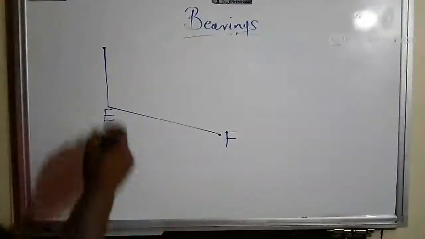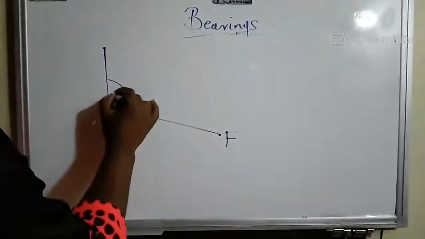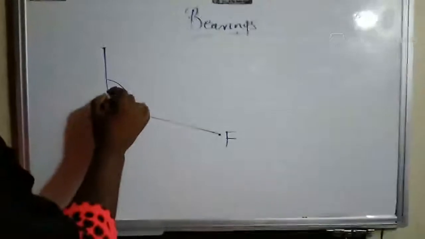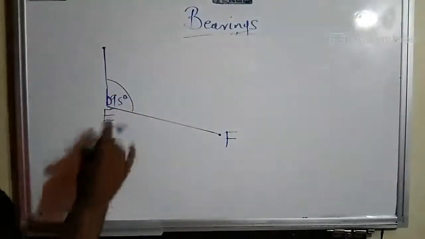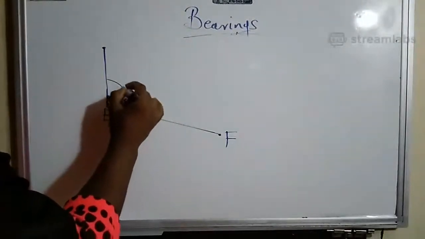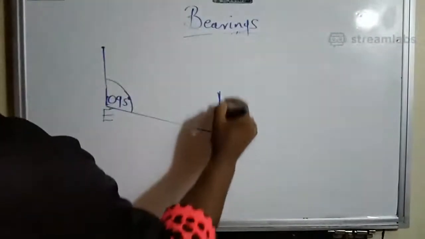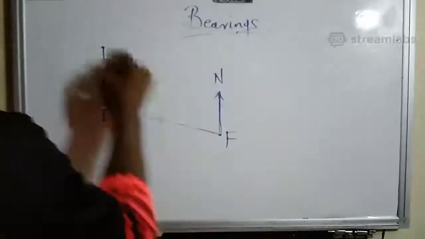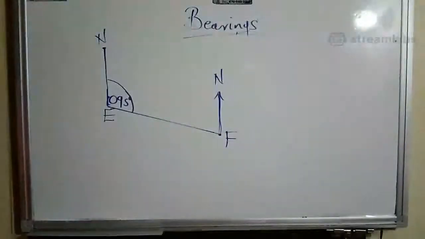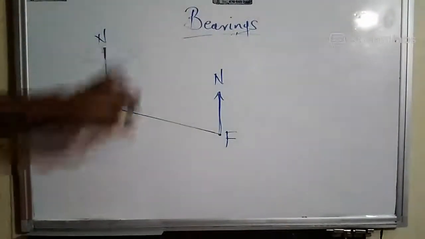Alright. So let us say this is 90 plus that. So this is 95 degrees. Let us say that. Remember, 0 must be in front of it. So you're going to find the bearing. Let's put in our north line. You're going to find the bearing of E from F. So go ahead and try that one. I'm going to go back in the chat and you guys can tell me.